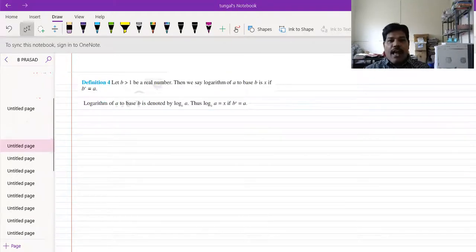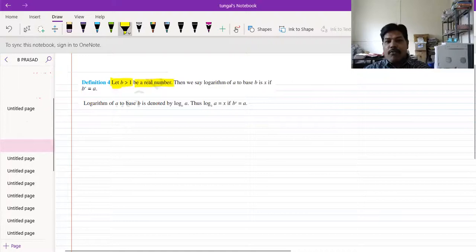The next one is the logarithmic function. What is the logarithmic function? See that one here, students. Let b be a real number greater than 1.